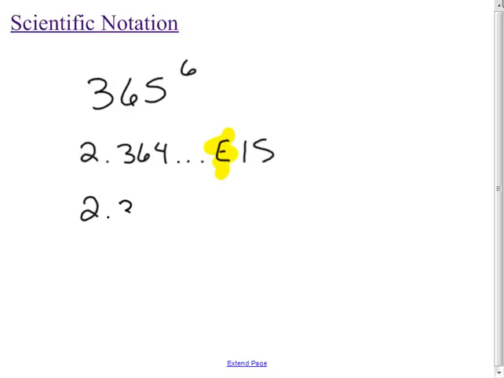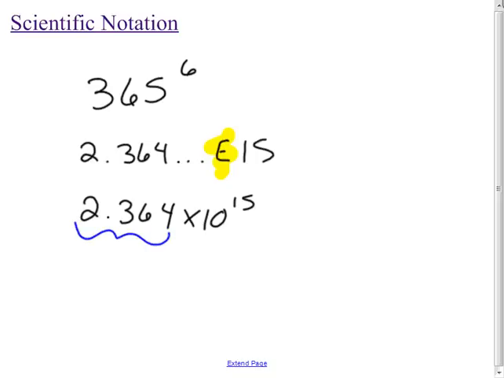This just means 2.364 times 10 to the 15. So realistically, what I have to do is take this decimal place and move it 15 spaces. You're really multiplying by 10 to the 15th, which is 15 zeros. So within our scientific notation, there are a few rules that go along with it, and some vocabulary.